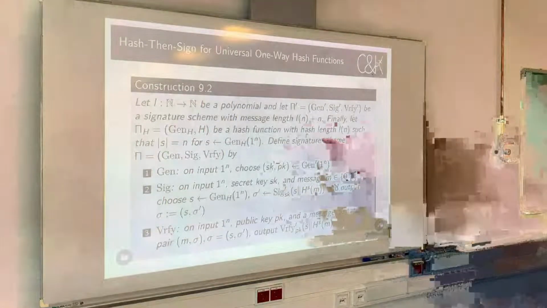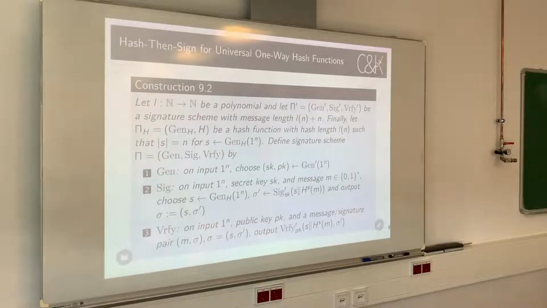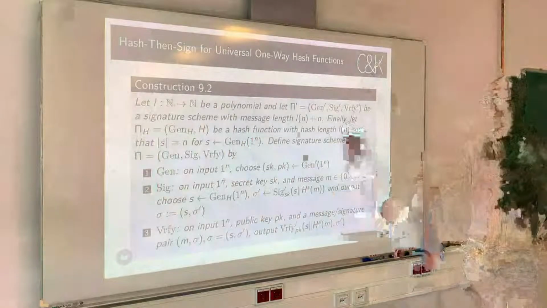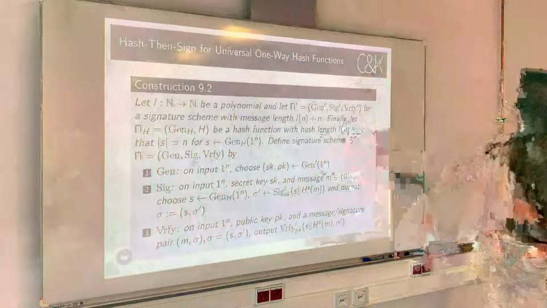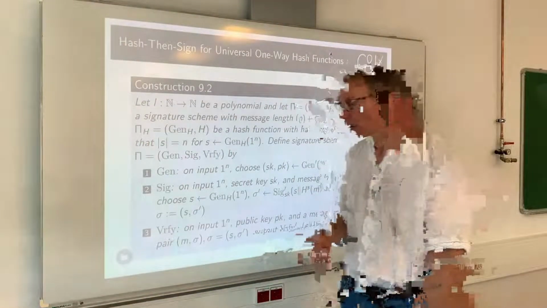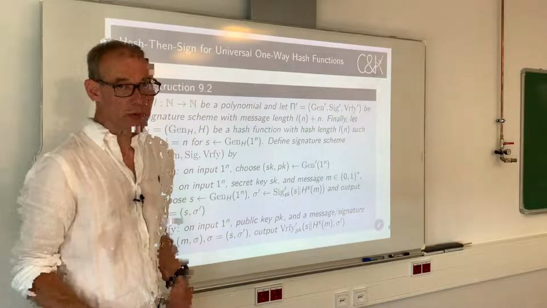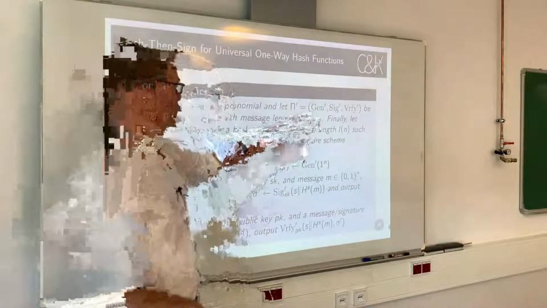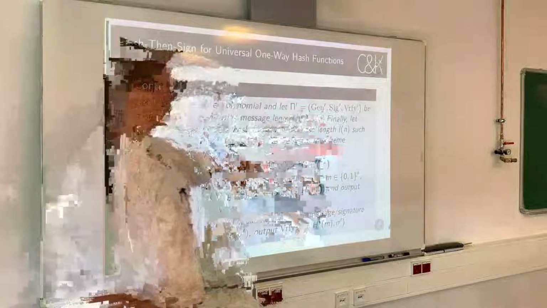And now we can define a signature scheme Gen, Sign, Verify, which is now on messages of arbitrary length. We assume that Pi_H is a hash function that works on messages of arbitrary length as follows. The key generation algorithm for the new scheme is simply the key generation algorithm of the fixed length signature scheme.